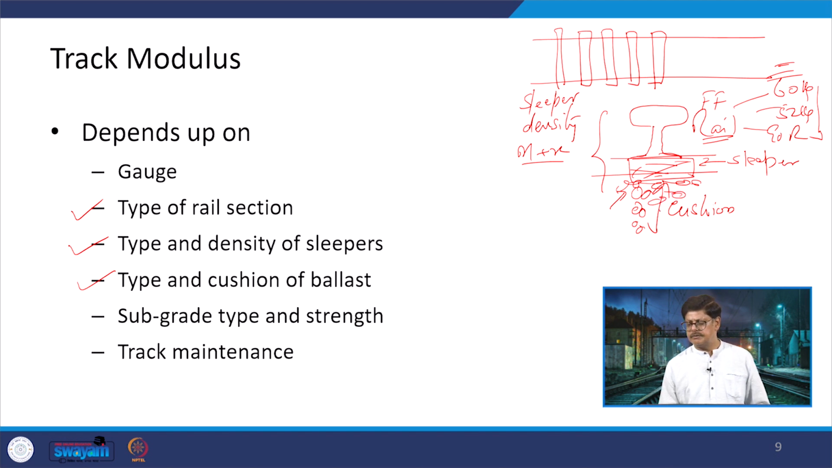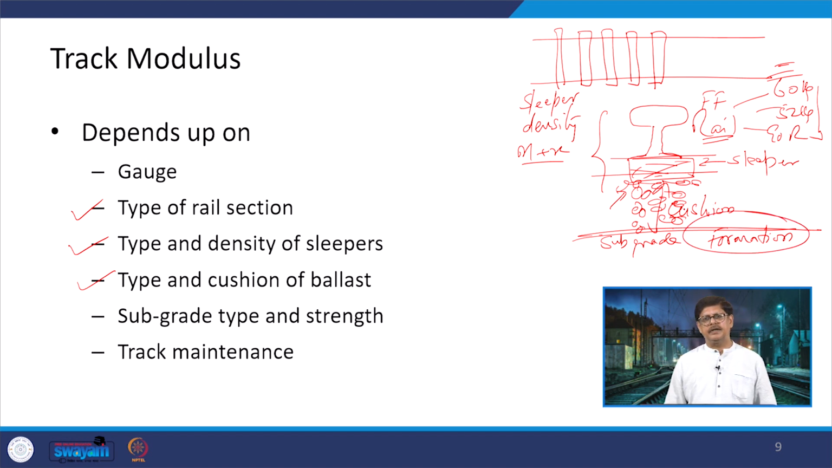Now, all of this ballast cushion is finally resting here. So, there is a subgrade here which we have previously also discussed in terms of a formation. So, what type of formation is there? What are the characteristics of this formation in terms of the strength parameter? What is the bearing capacity? How much load can this formation take? Is it a yielding formation or a non-yielding formation? That type is also going to lend some support to the track modulus.